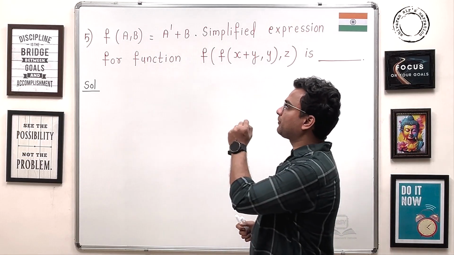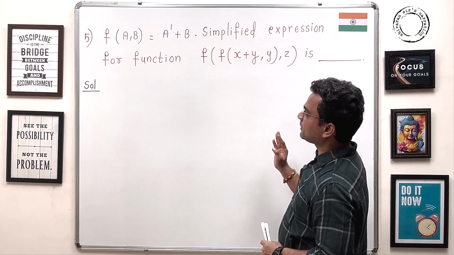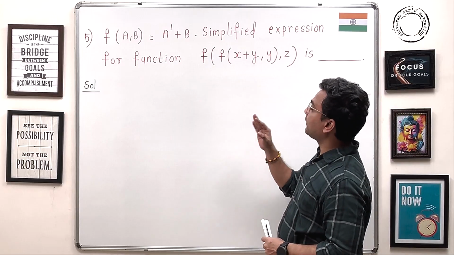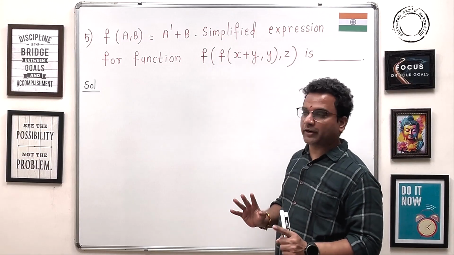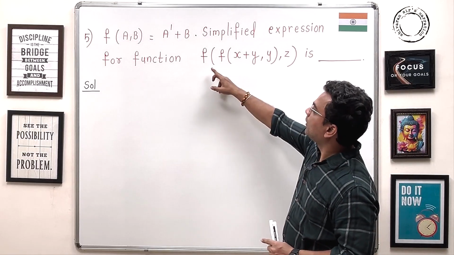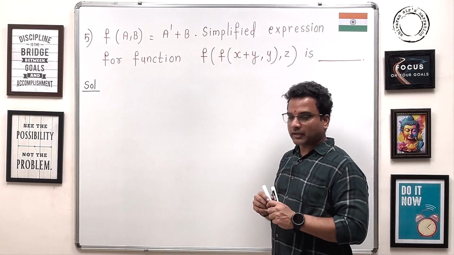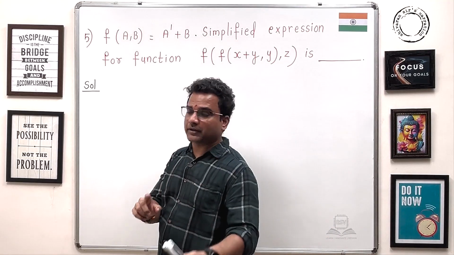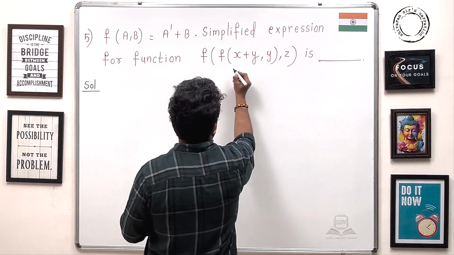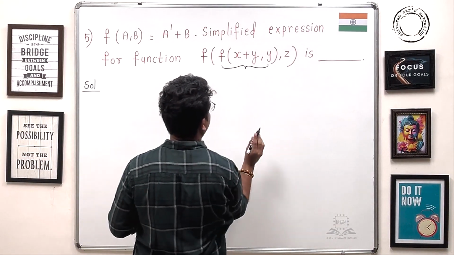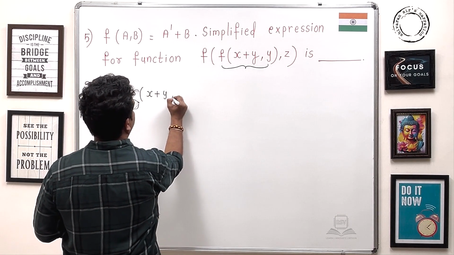Okay, let's dive into question number 5. f of a comma b is equal to a bar plus b. Simplified expression for function f of x plus y comma z is. So we want to find out what is the expression for f of x plus y comma y. Guys, they have given the sample function as f of a comma b as a bar plus b. Now let's find out this.